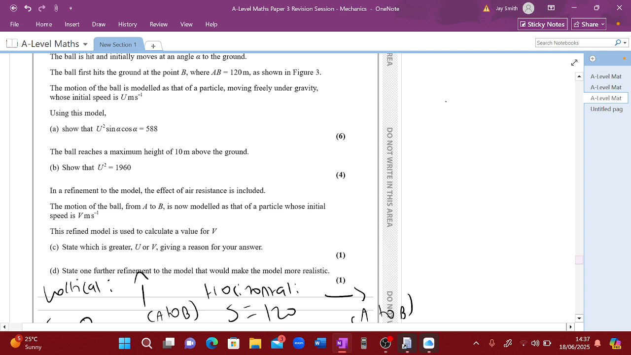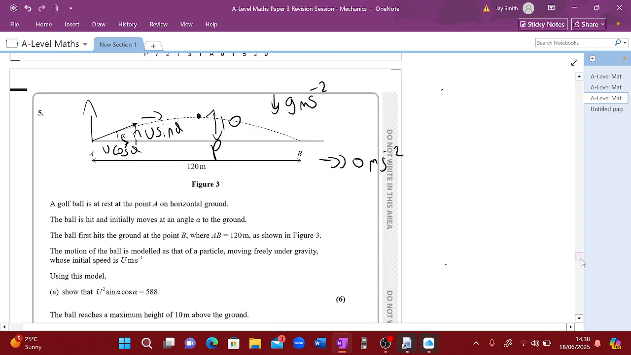In a refinement to the model, the effect of air resistance is included. The motion of the ball from A to B is now modelled as that of a particle with initial speed v. So all we change, the refined model is used to calculate a value for v, just like we did here with u squared. State which is greater, u or v. So the only thing they've changed is u to v. Everything else with the model is exactly the same. So it still reaches the same maximum vertical height of 10 at P, and it still reaches B at 120 meters horizontally. Everything else is the same apart from v.